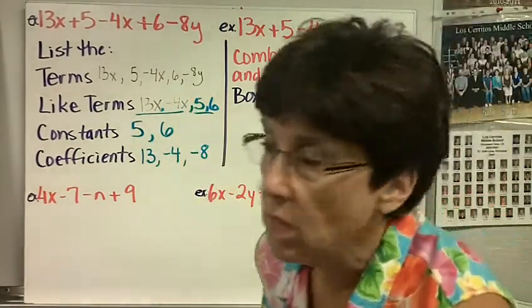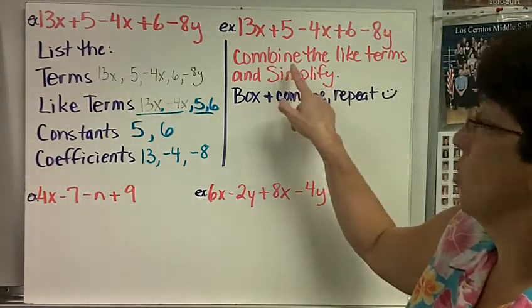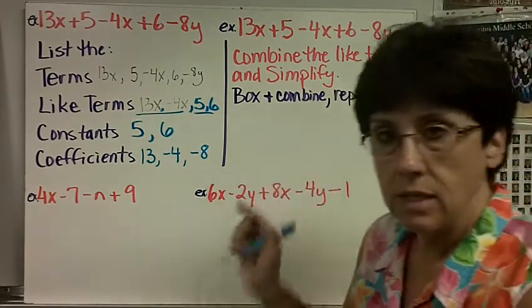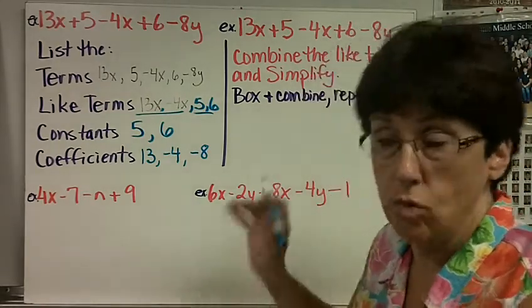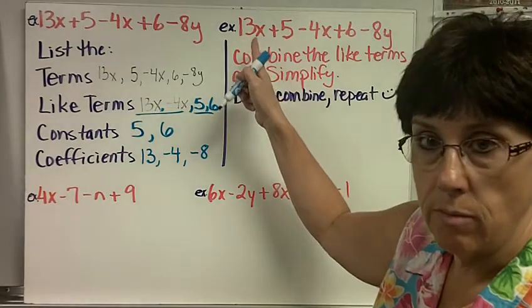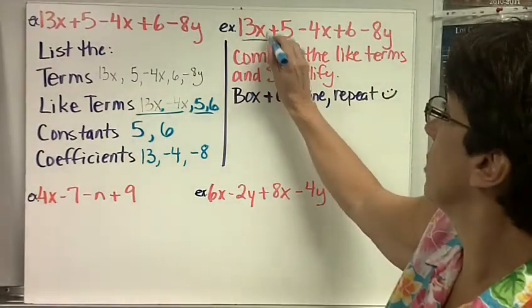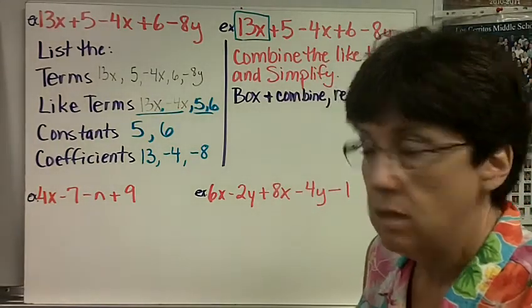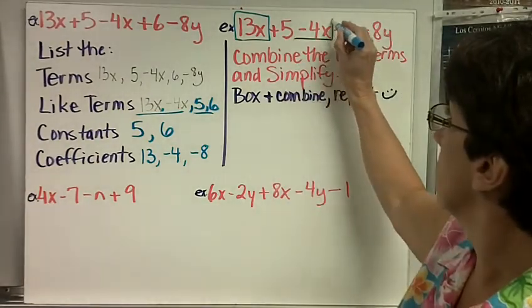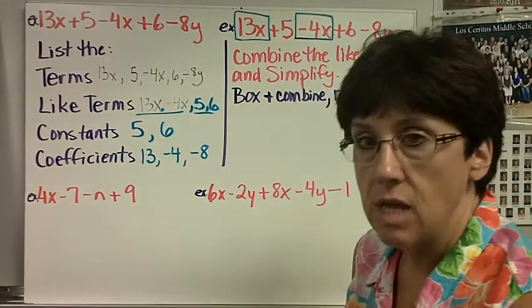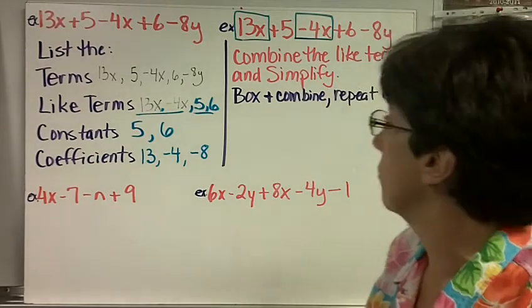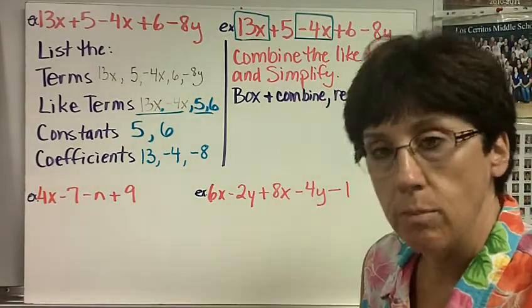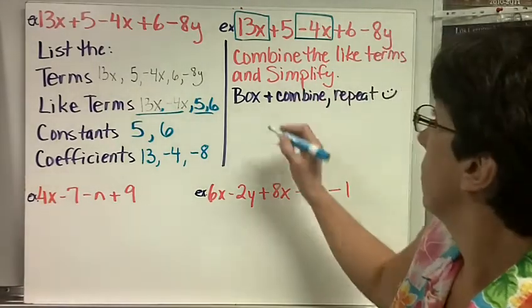All right. Now what I would like you to do, or with me, is combine the like terms and simplify. So you box the like terms and combine, and then you repeat. So I always start from the left and go. I'm going to put a box around my 13x. And I'm going to look and see if there are any other x's. And I see yes, negative 4x. The sign goes with the number. The sign is in front of the number. So what's 13x minus 4x? If I ignore everything else and just combine what I have boxed, what is that? 9x.